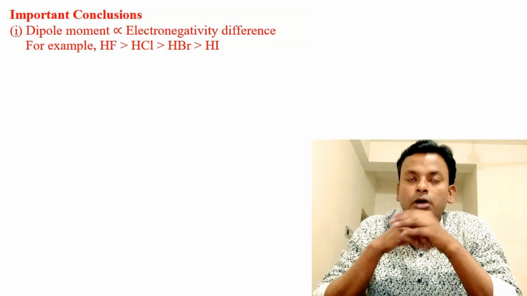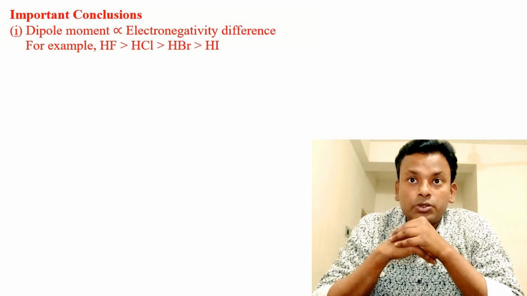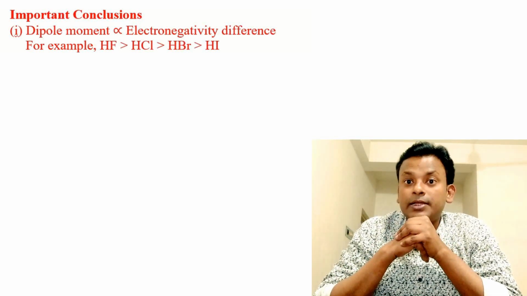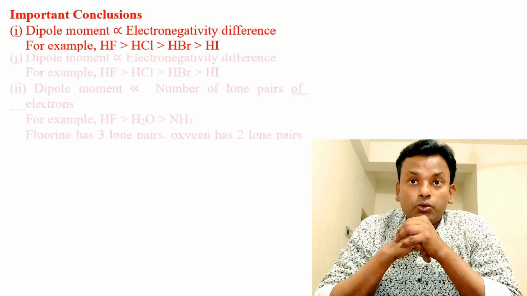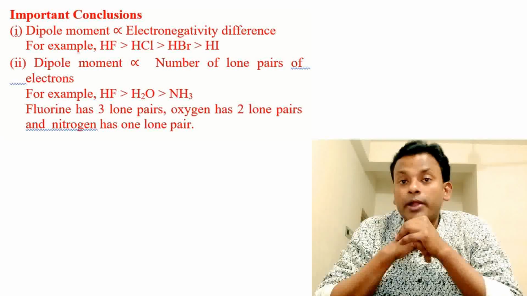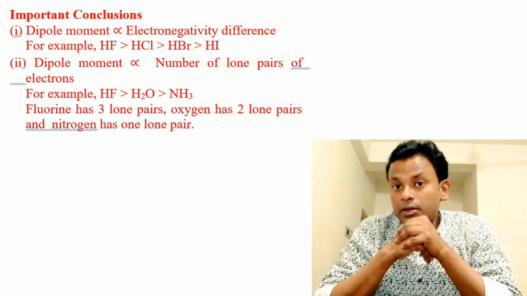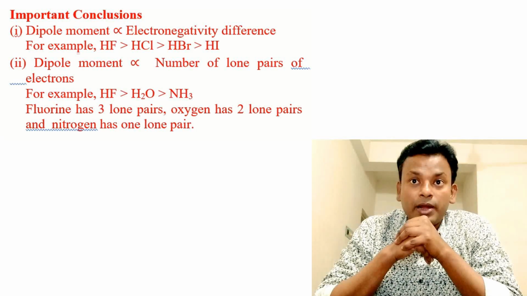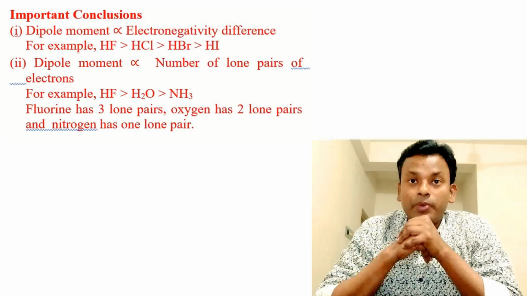Important conclusions of dipole moment. First point, dipole moment is directly proportional to electronegativity difference. For example, HF greater than HCl, HBr greater than HI. Point 2, dipole moment is directly proportional to the number of lone pairs of electrons. For example, HF greater than H2O greater than NH3. Fluorine has 3 lone pairs, oxygen has 2 lone pairs, and nitrogen has 1 lone pair.